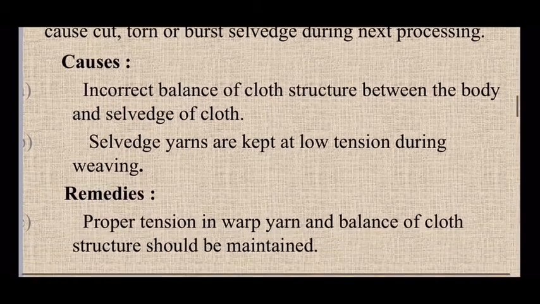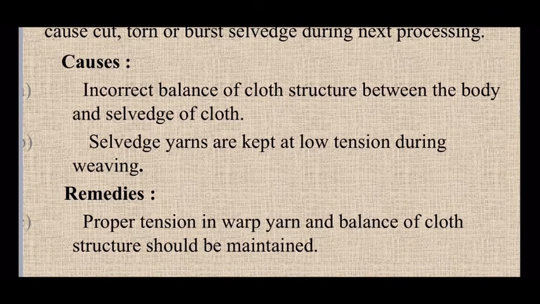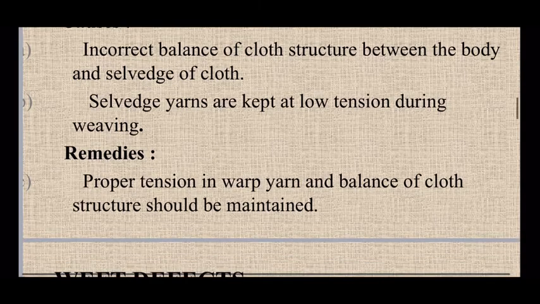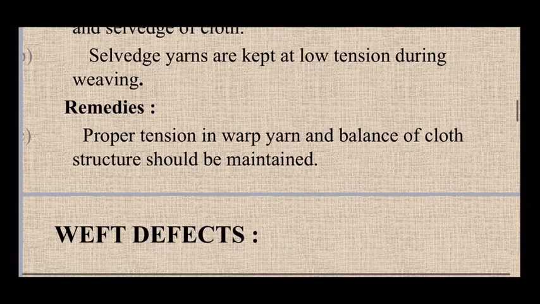Causes are incorrect balance of cloth structure between the body and selvage of the cloth, and selvage yarns are kept at low tension during weaving. Remedies: proper tension in warp yarn and balance of cloth structure should be maintained throughout the length of the fabric.